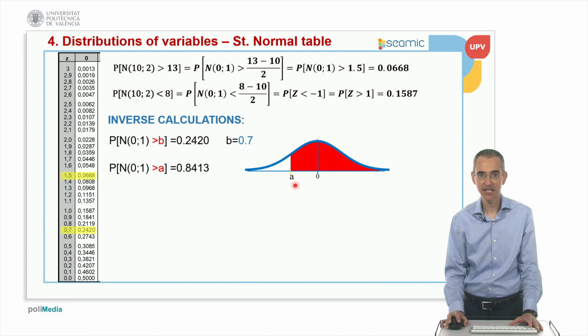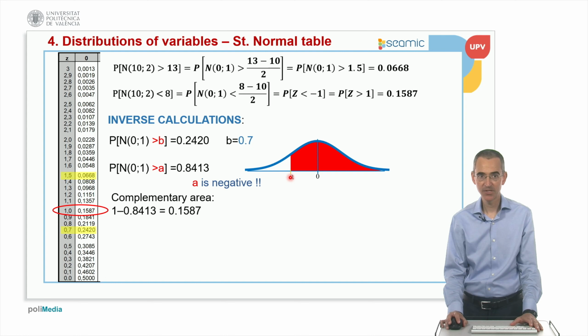The value is negative, so bigger than this value is 84%. So 84 is bigger than 50%. Important conclusion: A is negative. Now I have to obtain the complementary area. So this area on the left is about 16%.